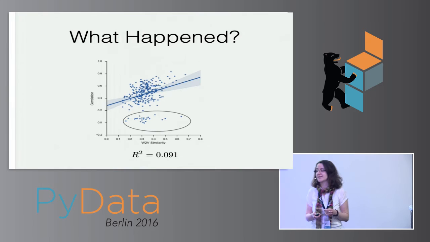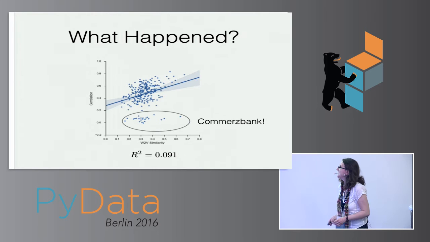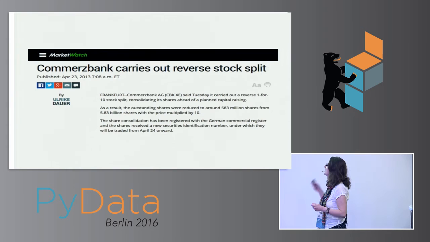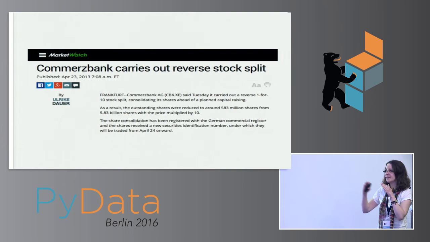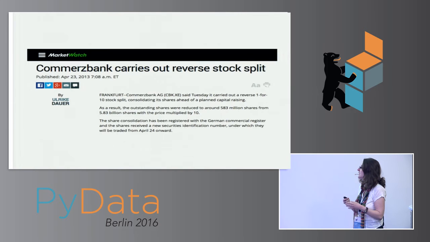Competitors, countries. It's not really that. It's one problem, which is called Commerzbank. It turns out that Commerzbank did something very nasty in 2013. What it did is a reverse stock split. That means that the price changed a lot. And this change in price, because we were taking the close prices, affected our analysis.